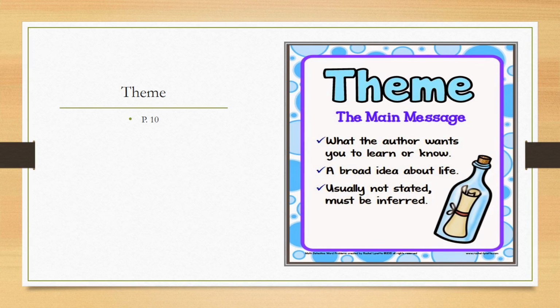Now we're getting to the most important and the last part of the five elements of a short story, which is the theme. Now the theme is basically the main idea. It is on page 10, right? It is the main idea or the lesson. If you look at the picture here, there is a message or a letter inside this bottle, right? So this is the short story, and there is a lesson inside. There is a message inside. Our job is to find that message, right?